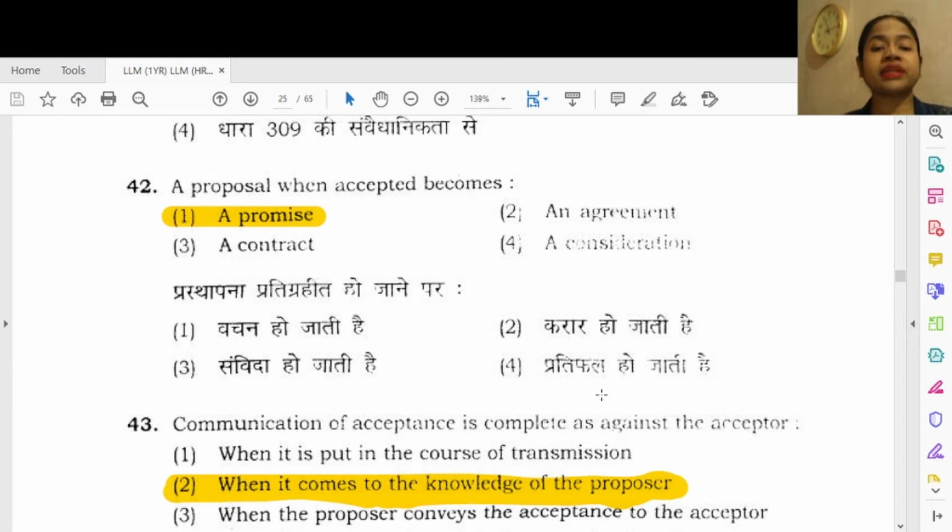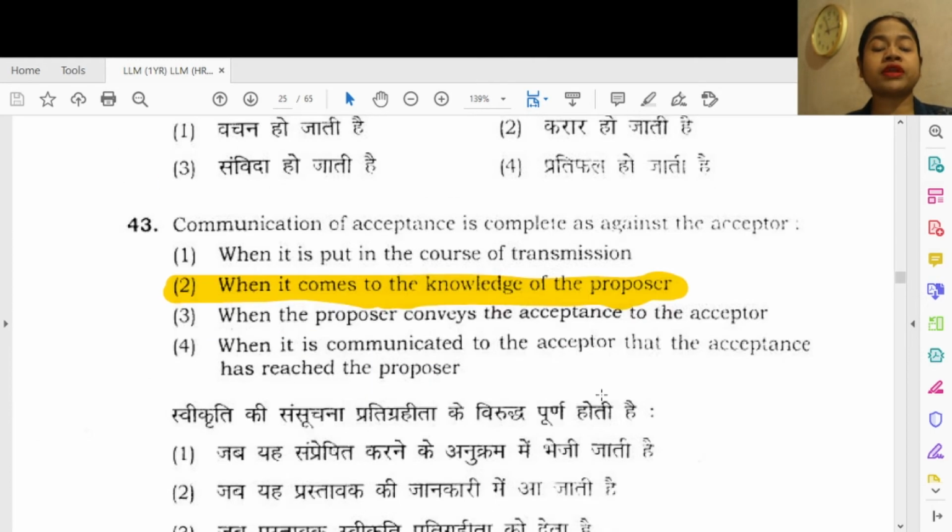Question number 42. A proposal when accepted becomes a promise, option number 1. 43.